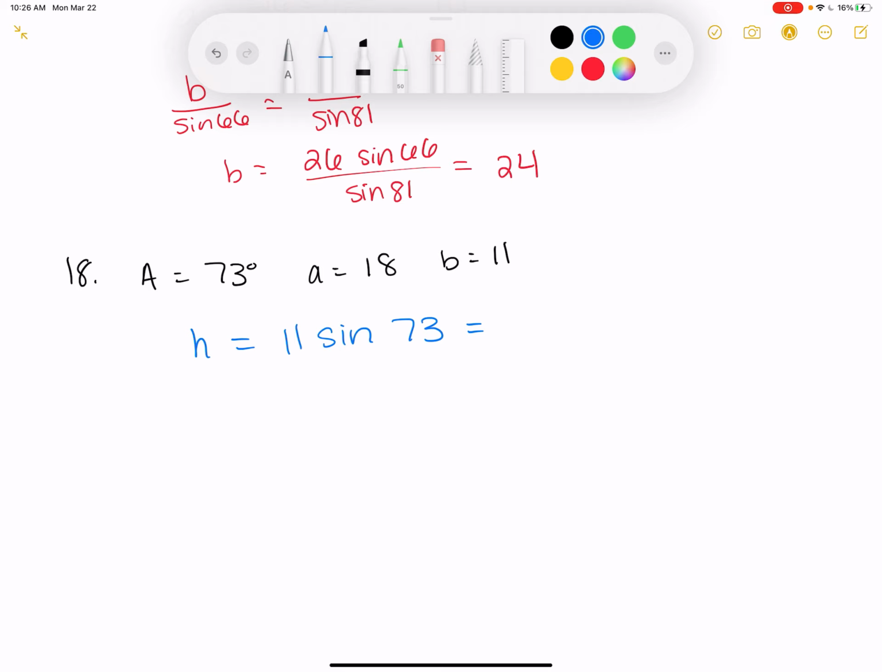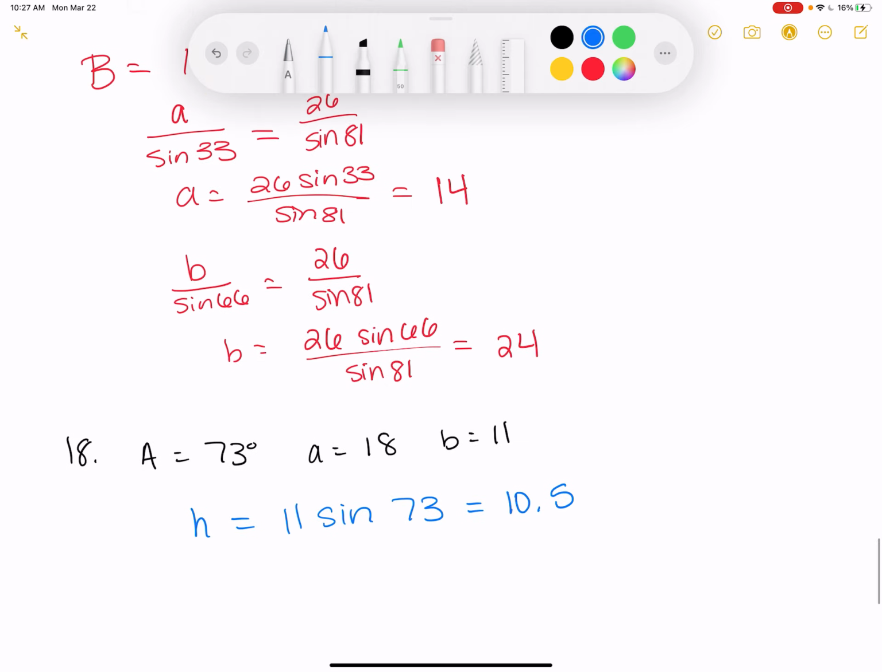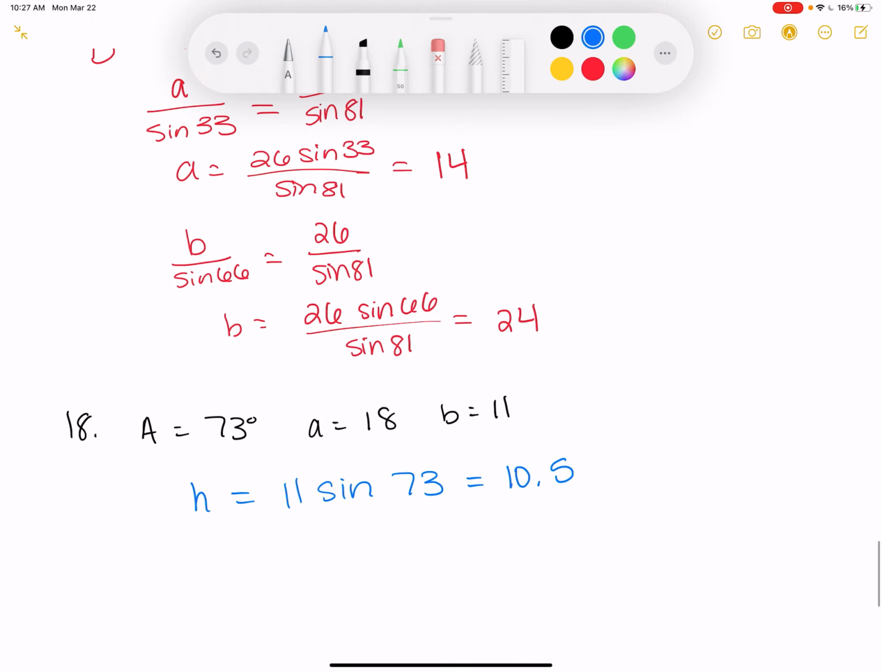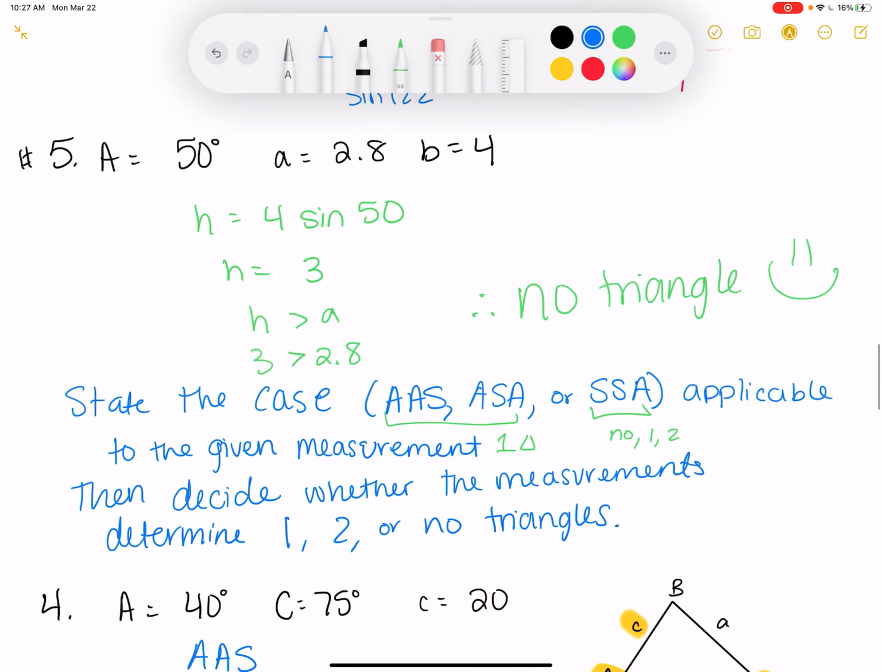What'd you say it was, Joel? 10.5. Okay, so we'll call it 11 just to make it easy. Well, for H we probably shouldn't do that. We'll round for all the other things, but for H we probably shouldn't round. All right, so we've got H is 10.5, A is 18, B is 11.